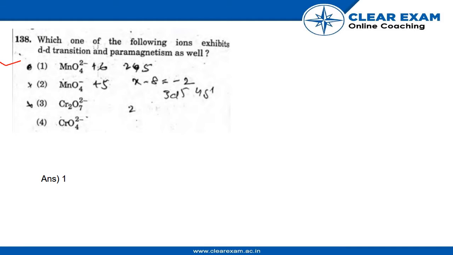Here the correct option is MnO4 2 minus, because only MnO4 2 minus has an unpaired electron, let us denote it by n equal to 1. Therefore, and how can we find the unpaired electron? It's by seeing the particular ion that is given to us.